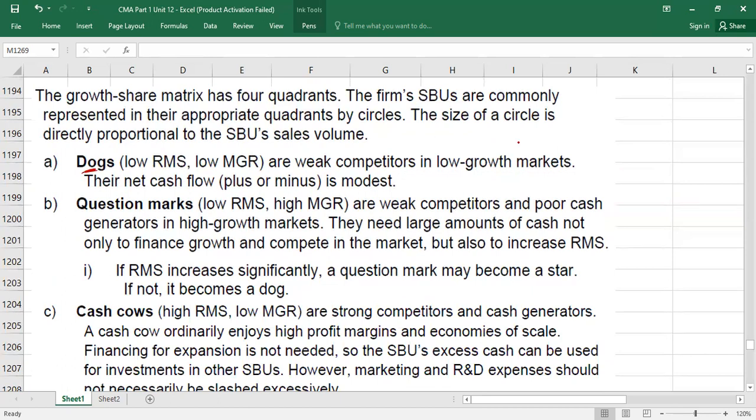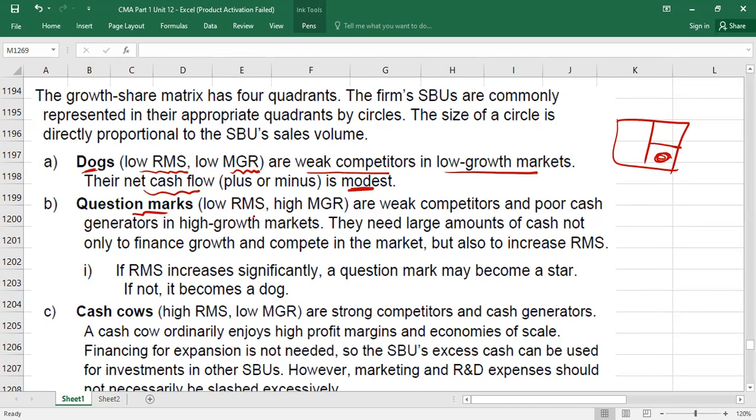Dogs, I told you, for example, if these are the quadrants, dogs were falling here, where your market share is low and your market growth rate is also low. So here we have a low relative market share, low market growth rate. These are weak competitors in the low growth market, so their net cash flows are modest. Obviously, they are not earning that much because these are dogs.